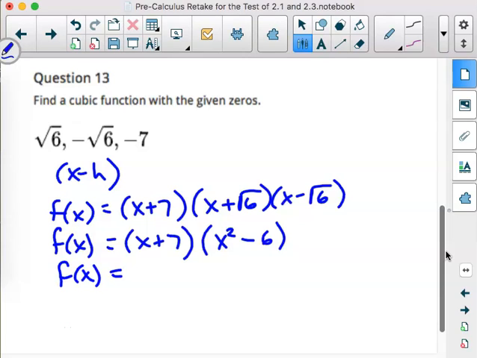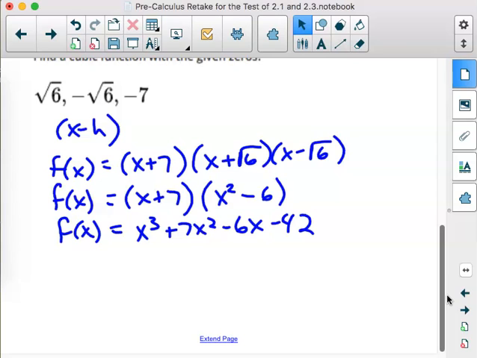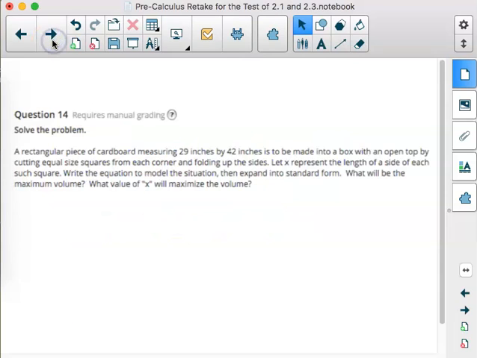Or FOIL: first times first, x cubed; inside times inside, plus 7x squared; outside times outside, minus 6x; and then last times last, minus 42. So that one was not intended to take a long time. If anybody made a mistake, it was usually that you forgot it was x minus h, x minus k. You just forgot that there was a negative in there. Remember, x is always the opposite of what we think it should be, and you'll have it.